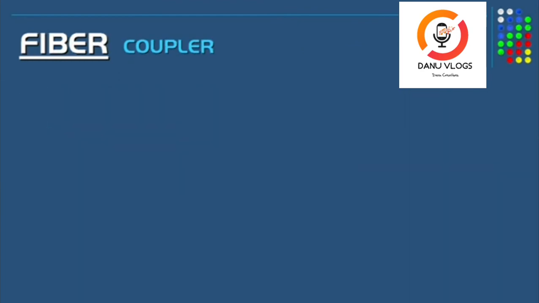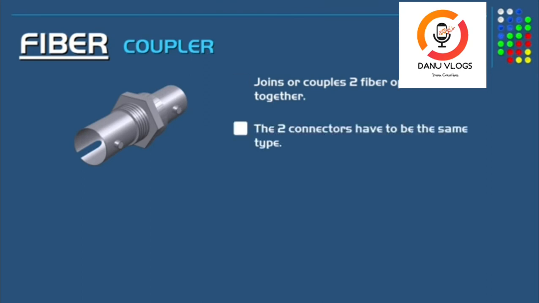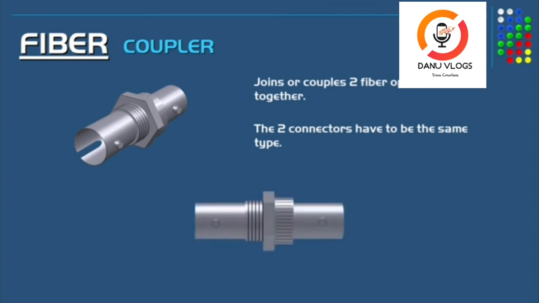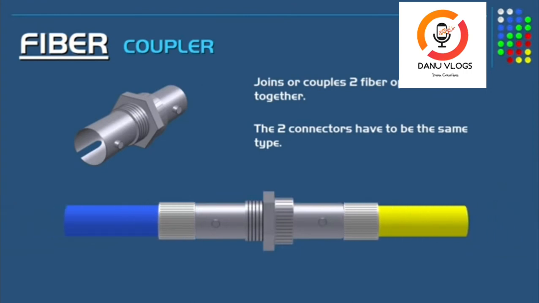Now, just like UTP couplers, there are also fiber couplers. So if you wanted to join two fiber optic connectors, you would use a fiber coupler. Now, fiber couplers are used to join or couple two of the same fiber optic connectors, and the two connectors have to be the same. Now, these are not to be confused with fiber adapters, because fiber adapters are used for joining two different connectors together. So here we have an example of a fiber coupler joining two ST connectors together.